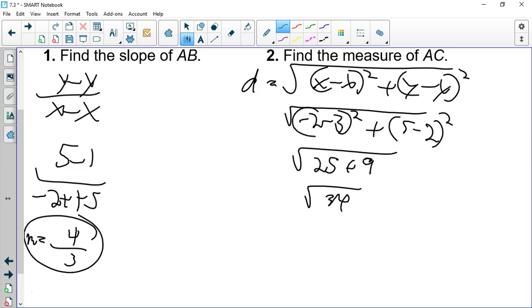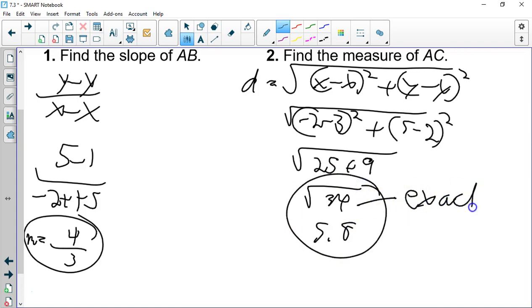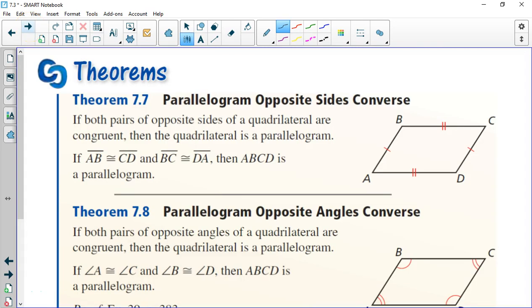If we ask for the decimal answer, we'd say the square root of 34 is 5.83 or just 5.8. So remember, this one is actually called the exact answer because the decimal is rounded, not exact. So the radical is actually exact. You don't have trouble with that concept.